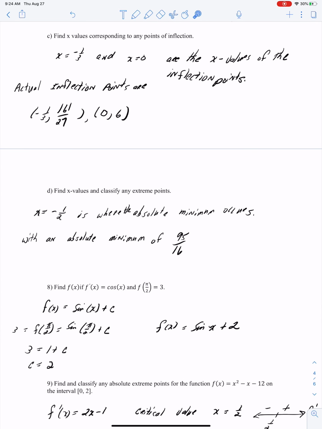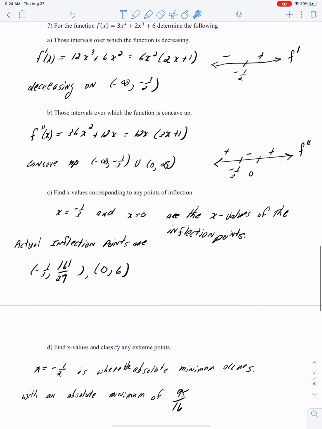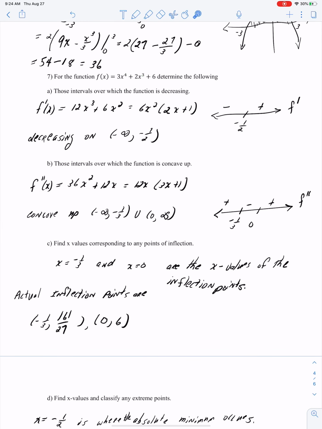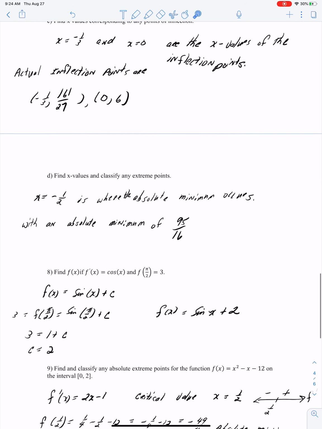So x equals minus 1/2 is an absolute minimum. What is that absolute minimum? I'd have to plug in minus 1/2 again into this ugly function up here, and I claim when I do that, I get a value of 95/16.